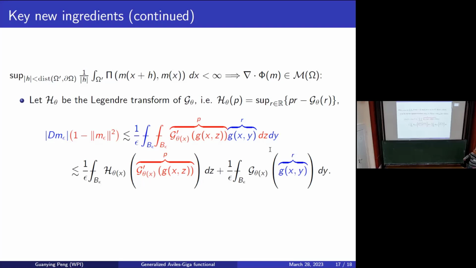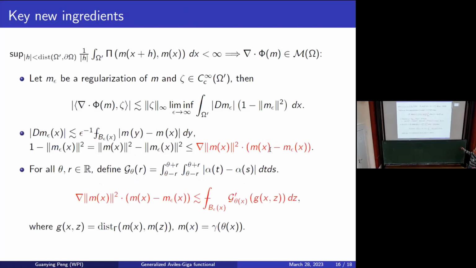So at the end of the day, we can show that the integral of this quantity over omega prime is controlled by this quantity, and that shows that this limit inf remains bounded. That is essentially the skeleton of this proof.